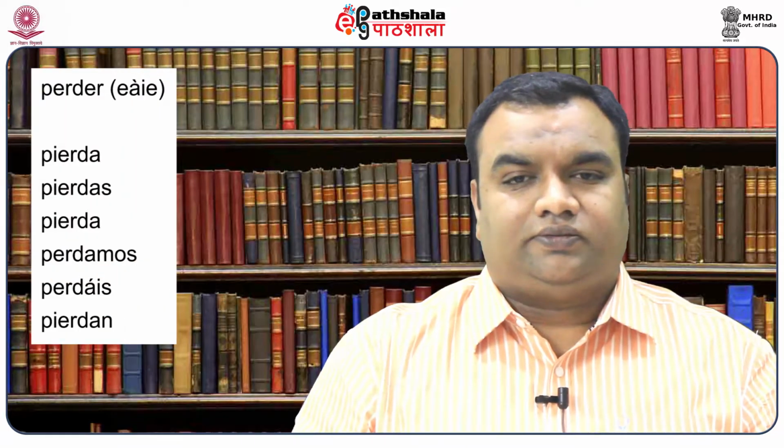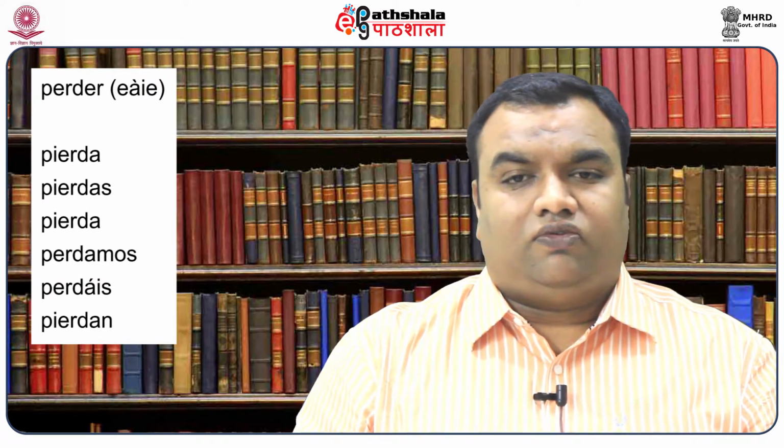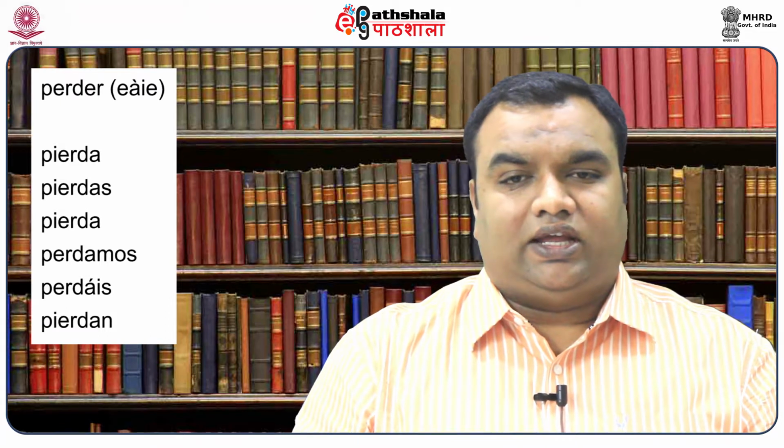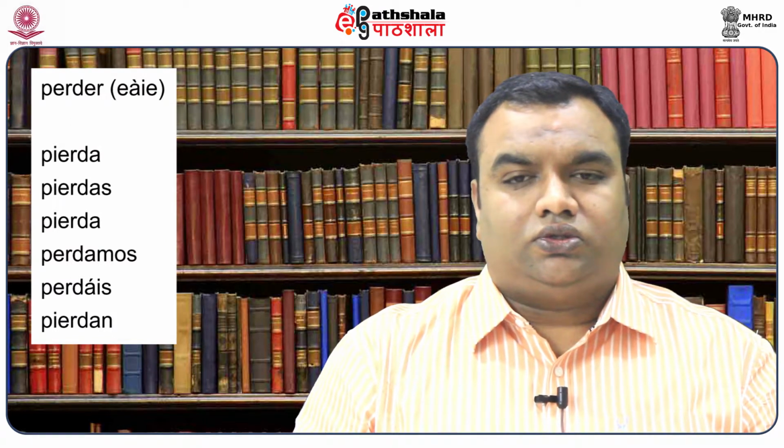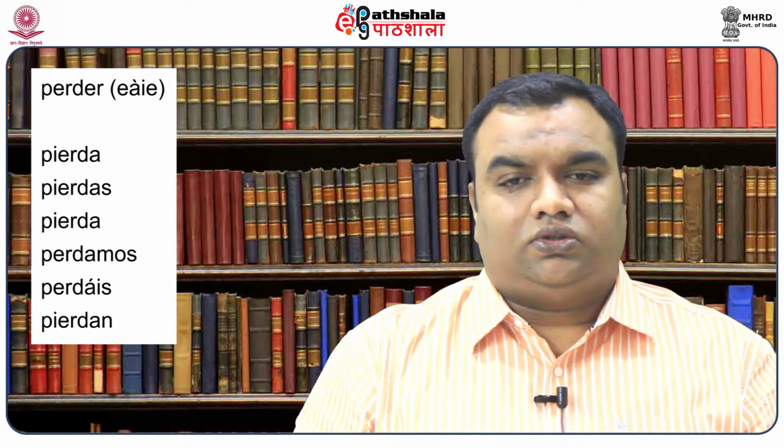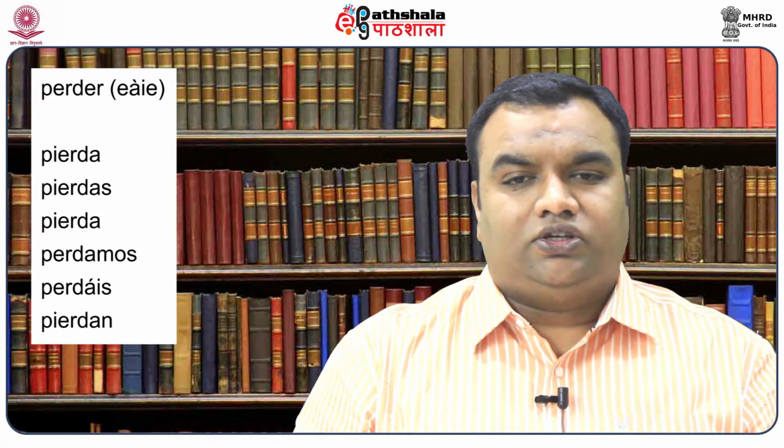Let us take now the example of the stem change in the case of the vowel E changing into IE. Let us do that with the verb perder, which means to lose. The subjunctive for the verb perder is like this: yo pierda, tú pierdas, él, ella, usted pierda, nosotros perdamos, vosotros perdáis, ellos, ellas, ustedes pierdan.